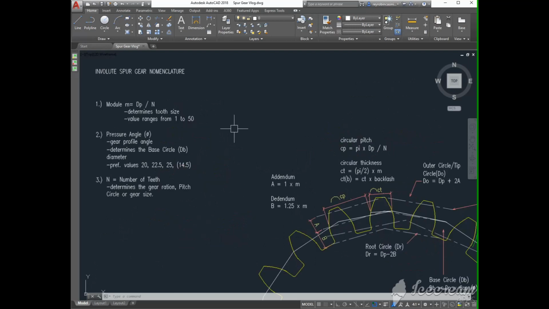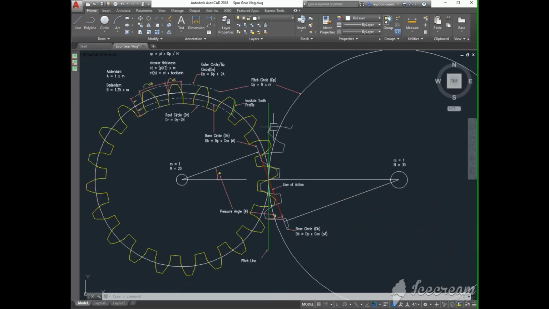Next is the pressure angle. It is the angle between the line of action and the pitch line. For the two meshed gears here, the pitch line is this one and the line of action is the red line. The pressure angle is the inclination of the line of action from the pitch line.